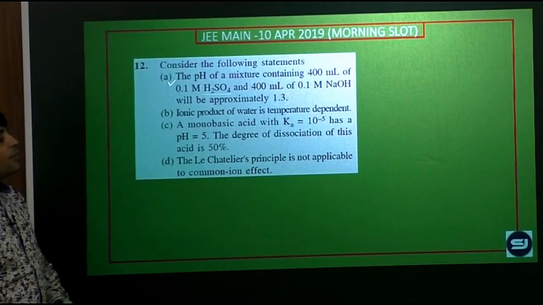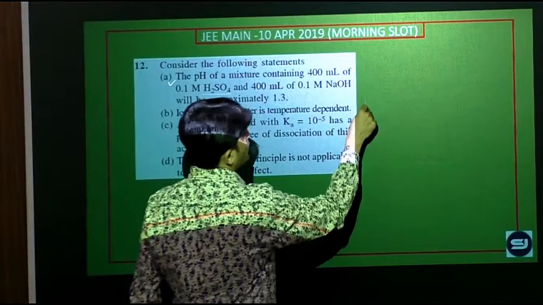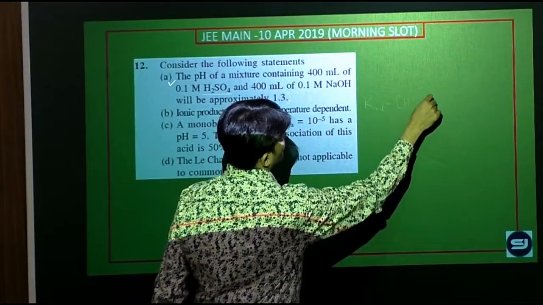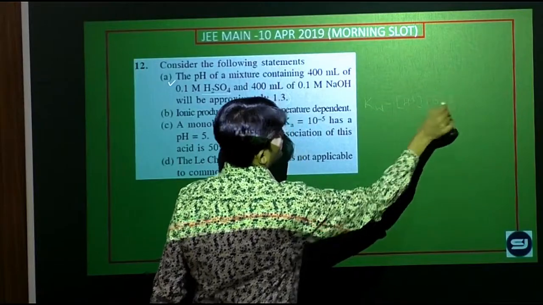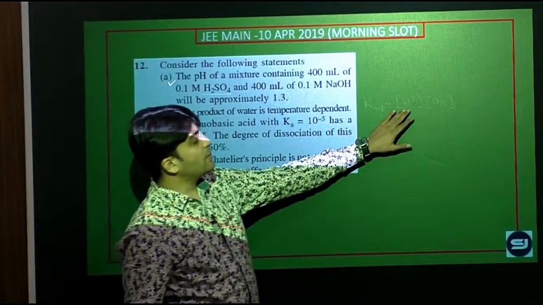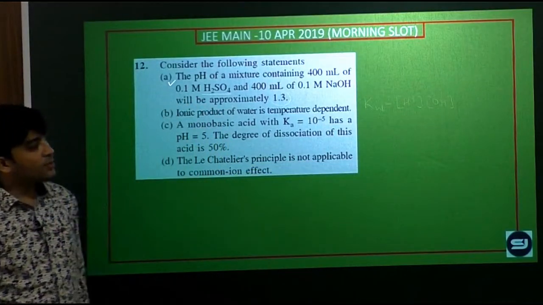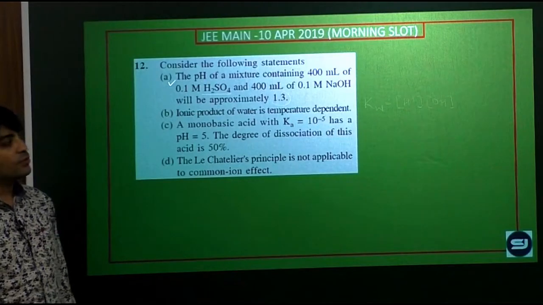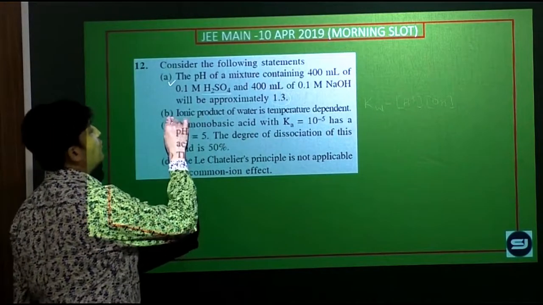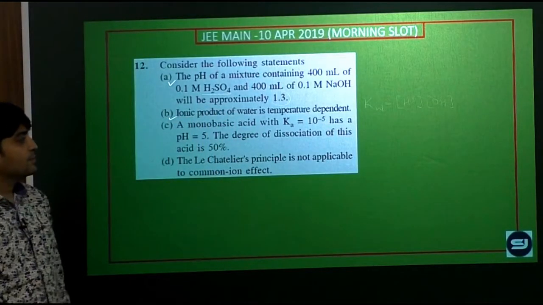Second statement, the ionic product of water is temperature dependent. The ionic product of water Kw is defined as the product of the concentrations of H plus and OH minus. Now of course, with the change in temperature, the H plus and OH minus concentrations would change. With the change in concentration, the product of their concentrations would also change, and hence Kw will change. So the ionic product of water is definitely temperature dependent.